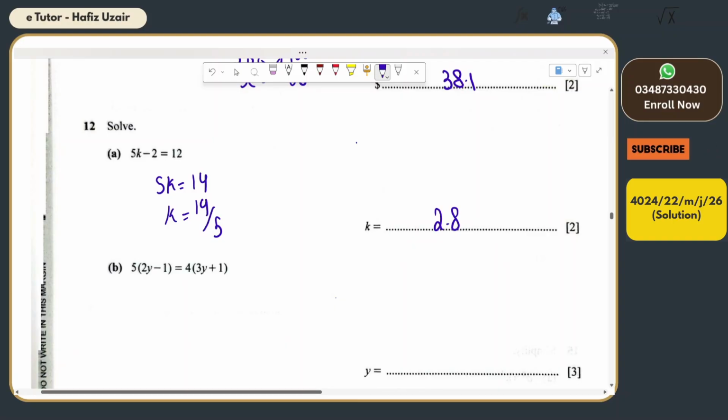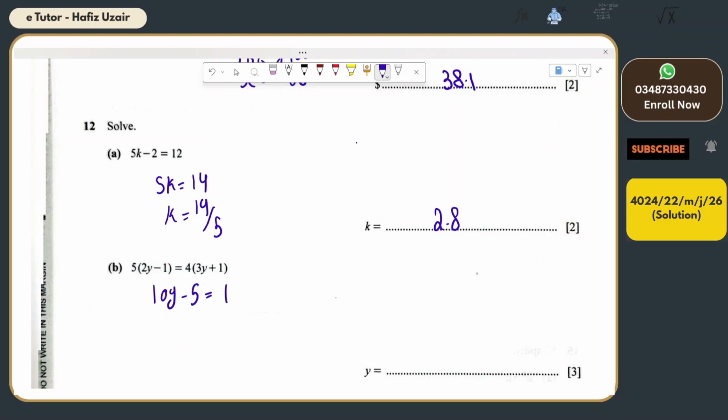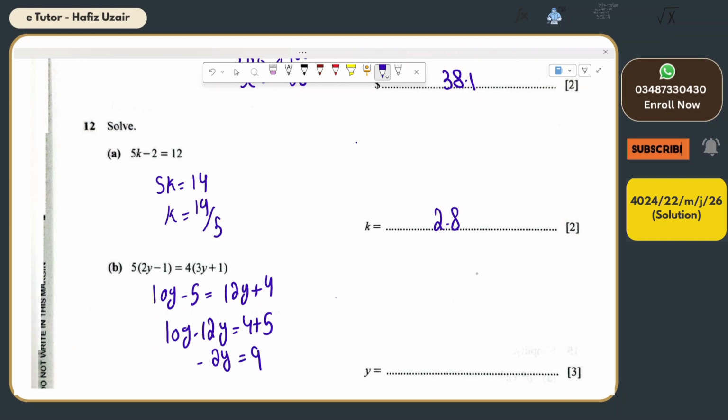Let's do this question. Just expand the brackets first. So it will be equal to 10y minus 5 is equal to 12y plus 4. So 10y minus 12y is equal to 4 plus 5. So minus 2y will be equal to 9. So y will be equal to 9 over minus 2, and that will be equal to minus 4.5.